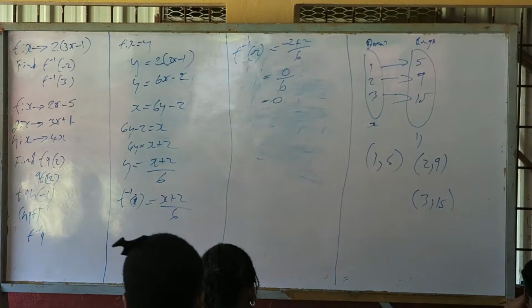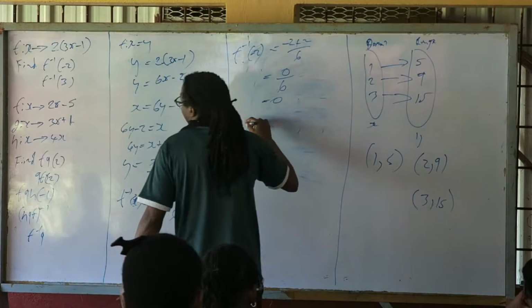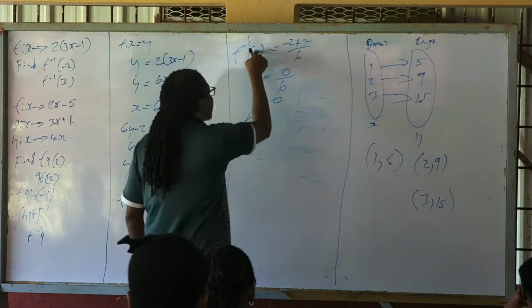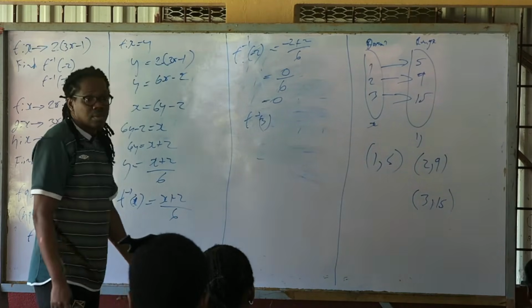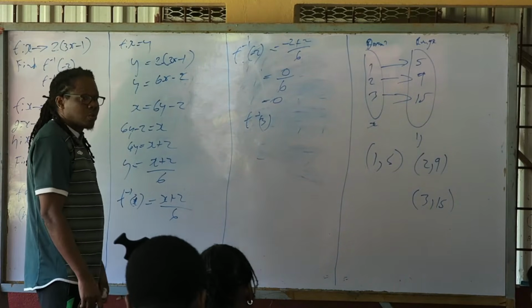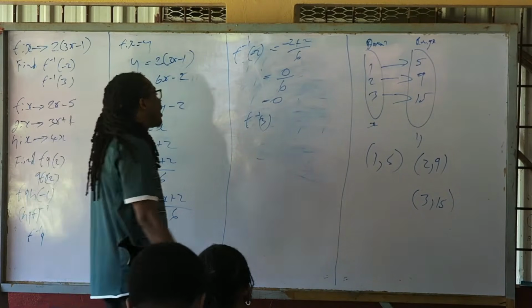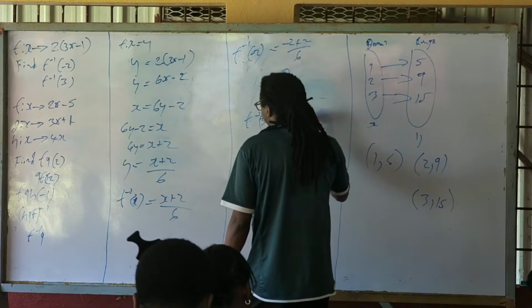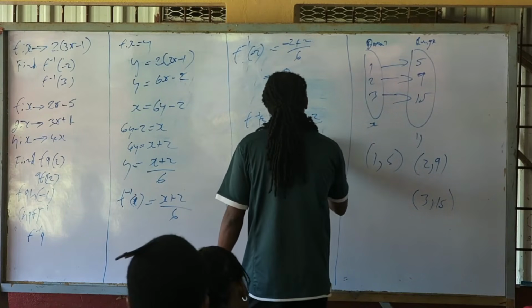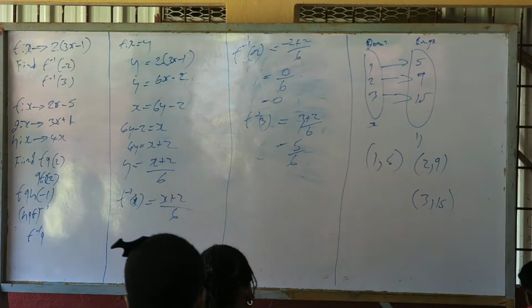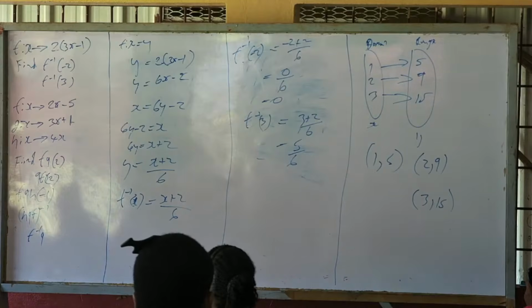They ask you secondly to find f inverse of 3. What's the difference between this and this? 3 instead of minus 2. Since this defines the function, f inverse of 3 is equal to, I put x as 3, so 3 plus 2 over 6, equal to 5 over 6. Everybody see that? You understand that? No? All right. You see that?